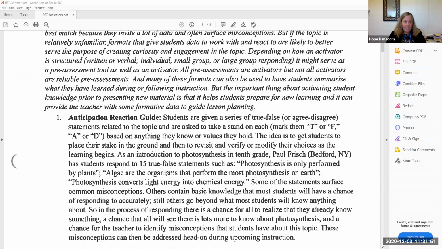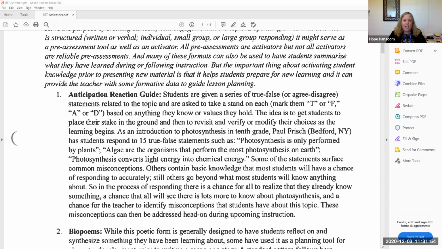This first one, the anticipation reaction guide, is true false statements, and students make a decision, true or false. Some of the true false statements that you put in are sort of gimmies. In other words, they're things everybody would know about the topic, so that kids already know that they know something. And then some of it is trying to bring to light some common misconceptions. It could be a Google form that the kids do as you're taking attendance for your class or whatever. So I like the anticipation reaction guide for Zoom world.